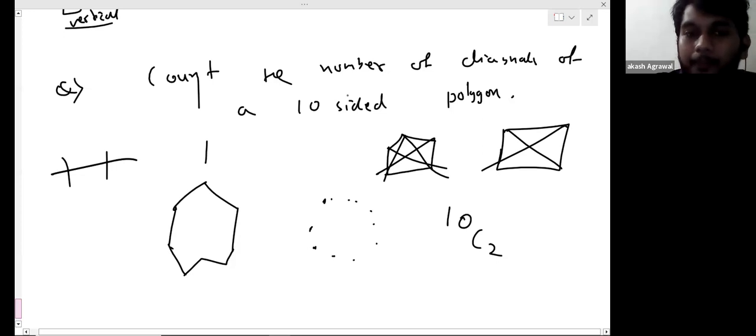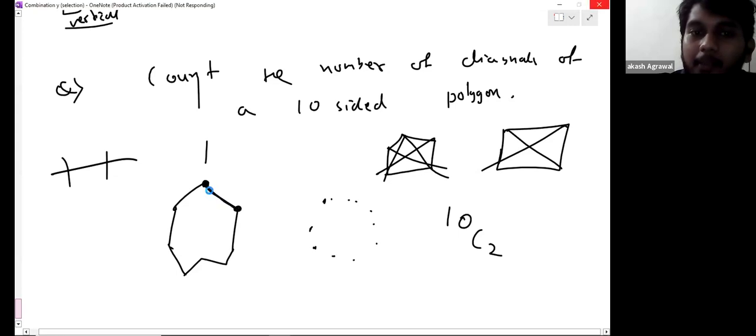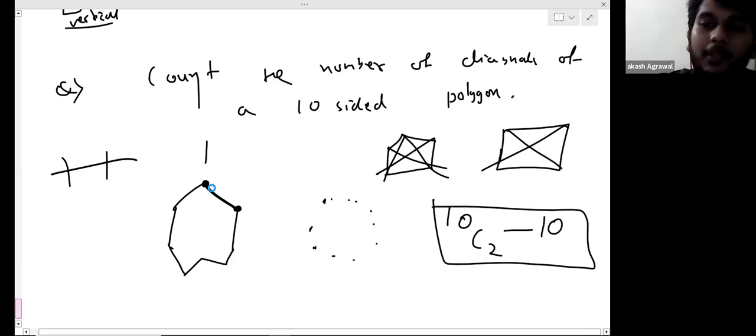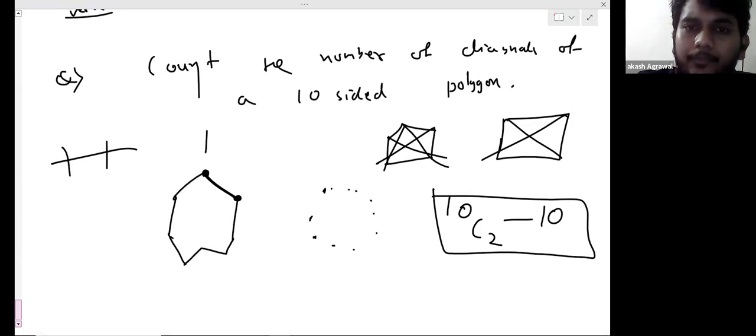But remember this, if you choose suppose this and this point, then this is not a diagonal, but this is a side. Okay. Yes or no? So you have to subtract the number of sides because we have counted the number of sides also. So this will be the answer. Who is clear? Who is not? Clear?